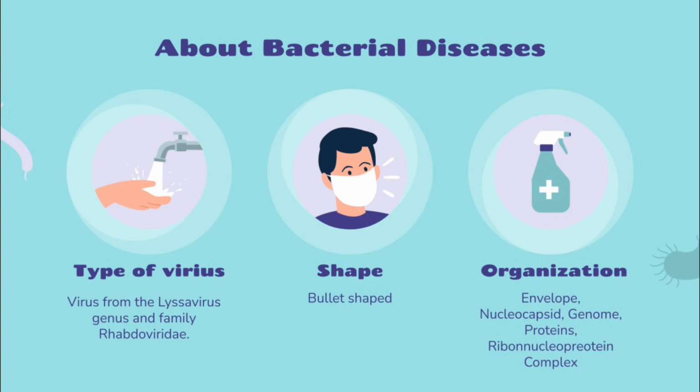The envelope. The rabies virus, like many other viruses, is enveloped, which means it is wrapped by a lipid membrane from the host cell. Genome. The rabies virus has a single-stranded negative-sense RNA genome. This genome contains the genetic information necessary for viral replication and expression of viral proteins.